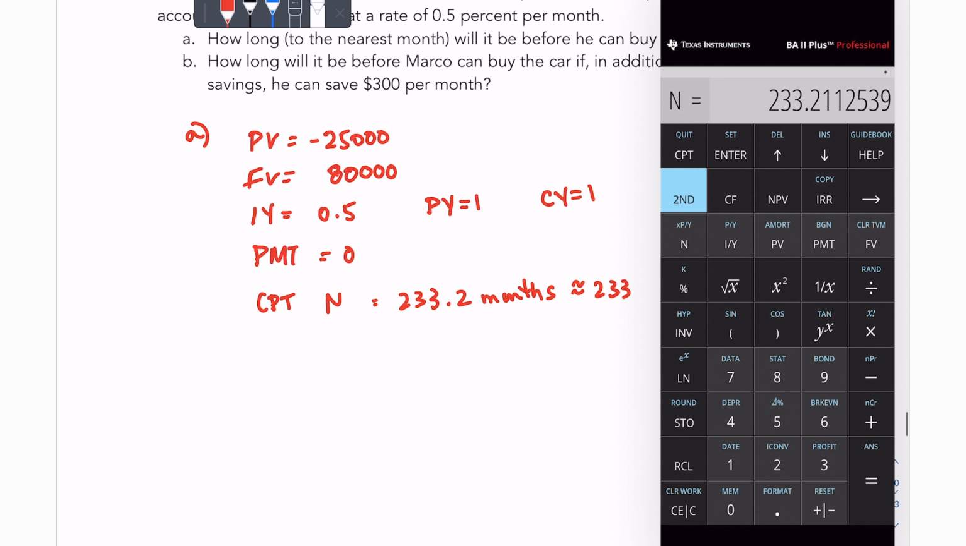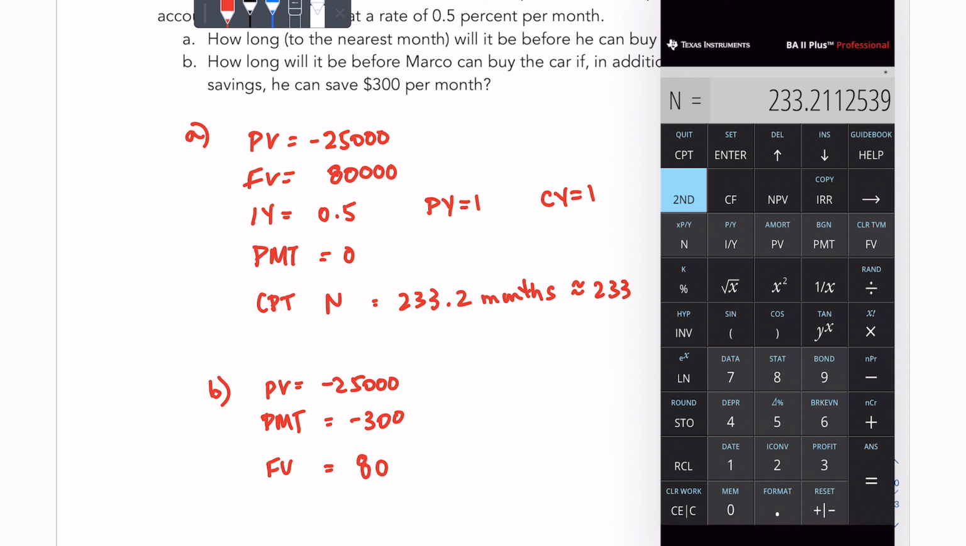For B, same question, but this time we're going to add a payment. So it's saying on top of the 25,000 he has, he can add $300 per month. So the present value is still negative 25,000, but we're going to add a payment of negative 300 in order to reach our future value of 80,000.